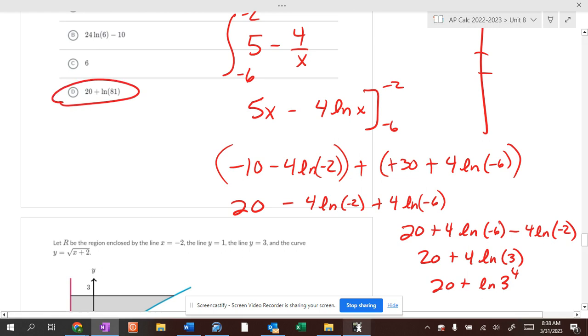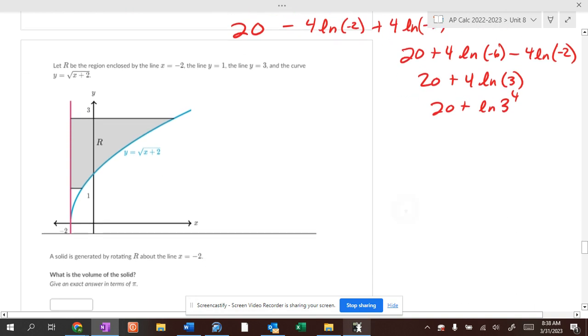Hey, this answer right here. Okay, fun with math. Math is fun. All right.